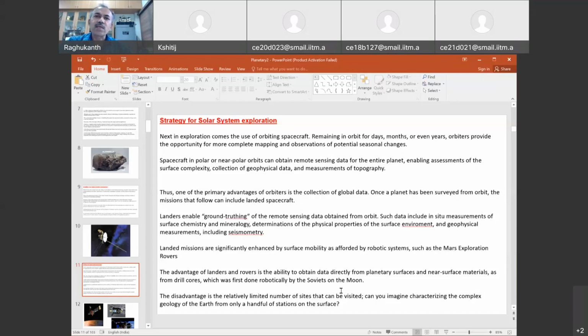If you compare with our Earth, Earth has huge geological variations. So if you land near Hawaii or somewhere like that, that is volcanic activity. Then you cannot say that the whole Earth consists of volcanoes. The geological things are entirely different elsewhere. So this is one limitation of these landers.